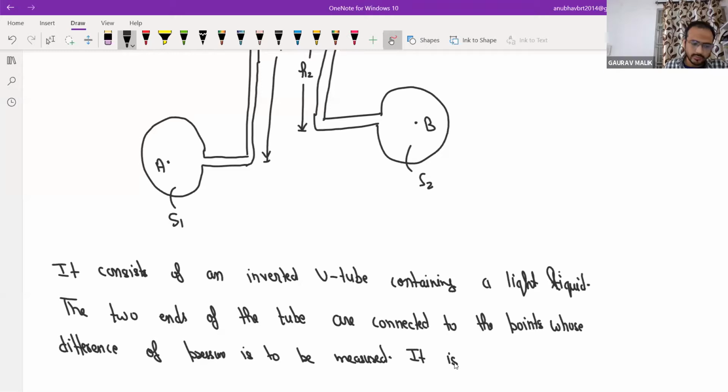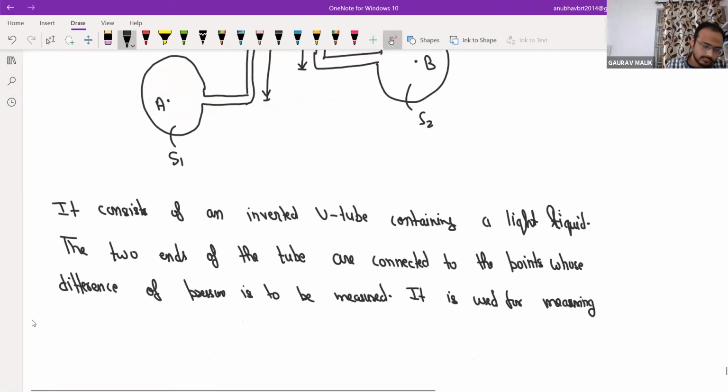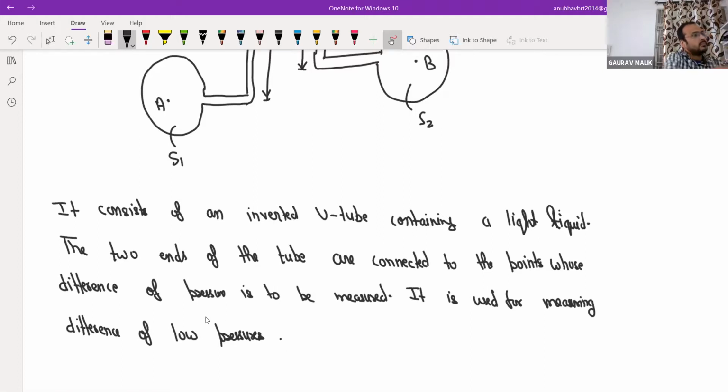and it is used for measuring difference of low pressures.